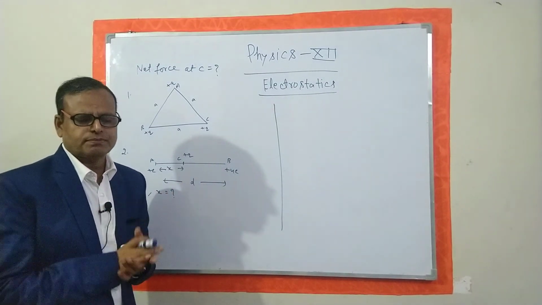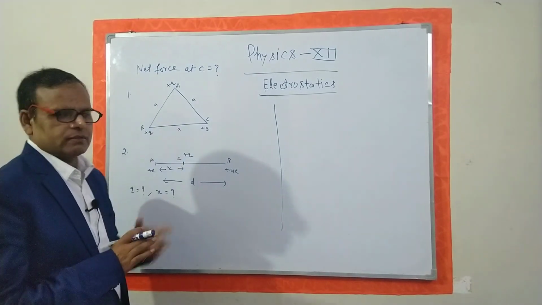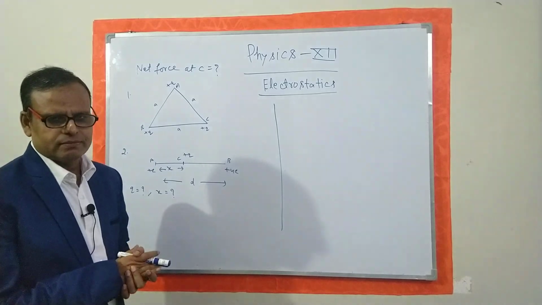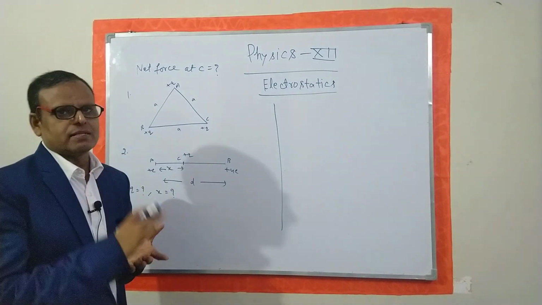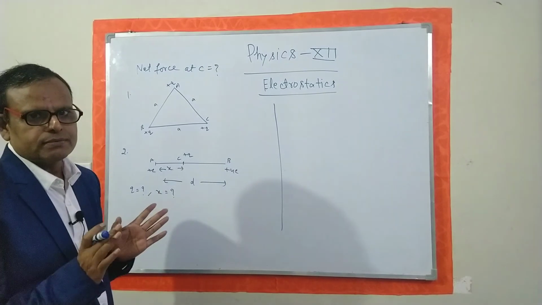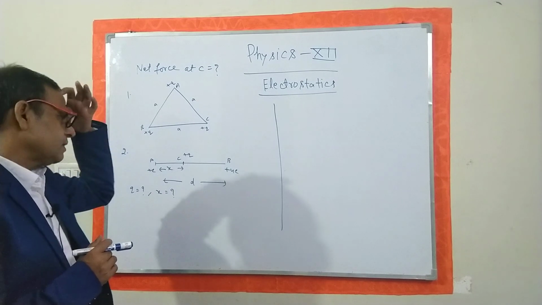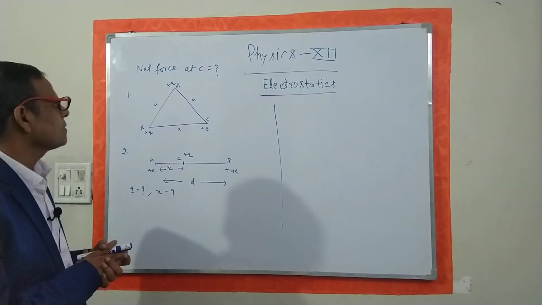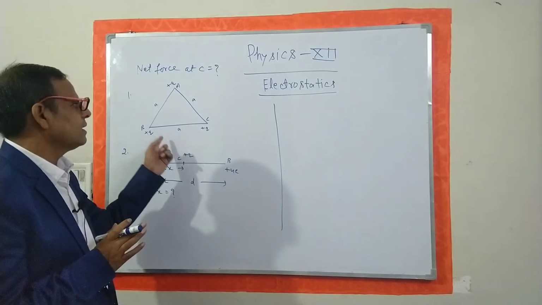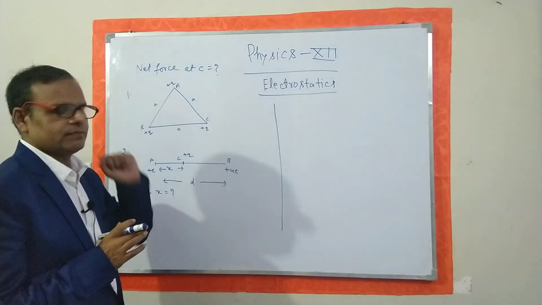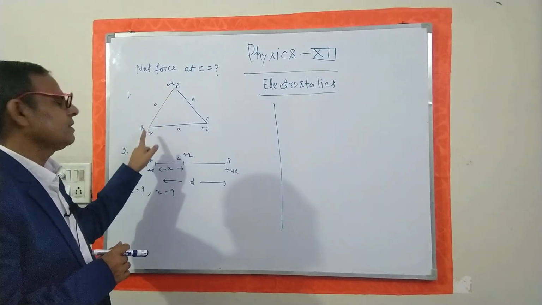In examination, the value of Q might be given, but here in more general form, to make the concept clear, I have given this question in the diagram. So our aim is to find the net electrostatic force on point C due to the charges at A and B.